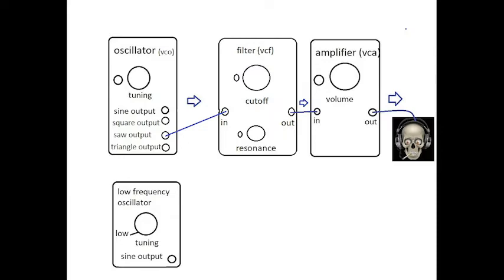But because Bob has developed this idea of control voltage, he can also change the filter position, he can open it or close it, and he can also change the filter's resonance, which is also called feedback. This is a typical sound you've heard if you've ever heard electronic music. It sounds like this.